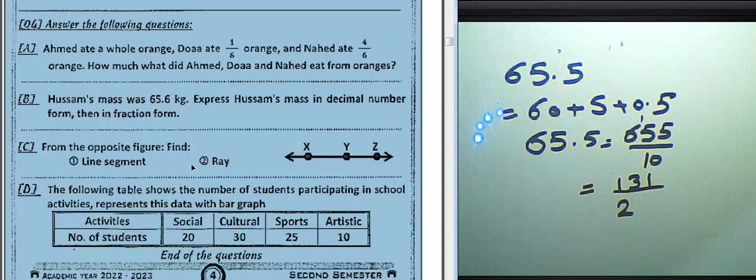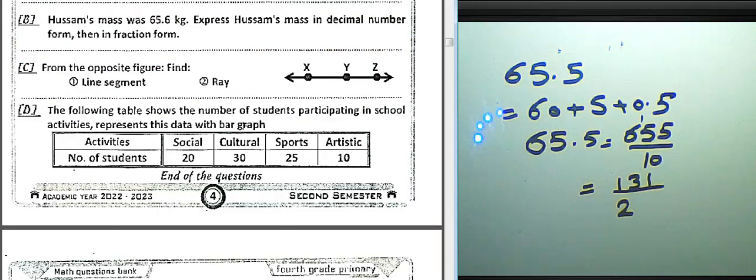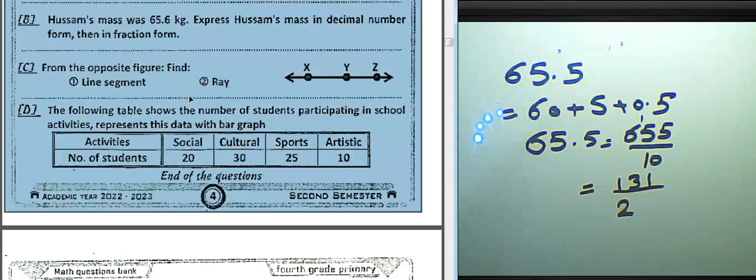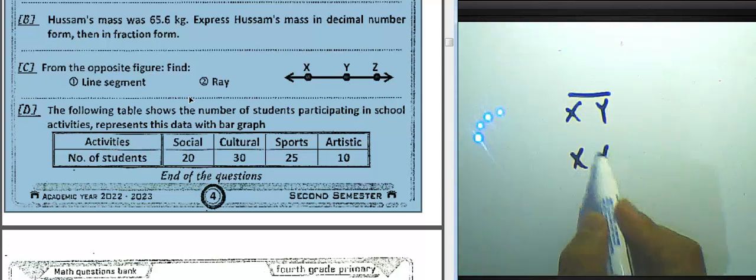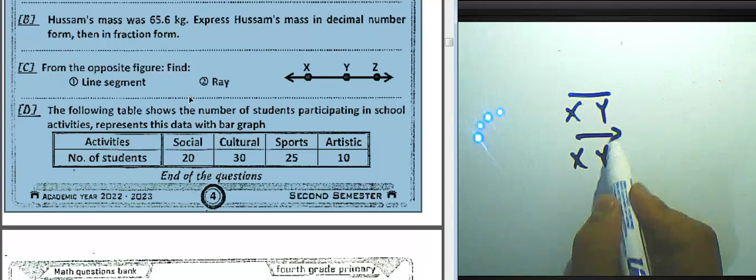From the opposite figure, find a line segment and a ray. We can find the line segment here, XY, and the ray. XY is the line segment, and XY is the ray.